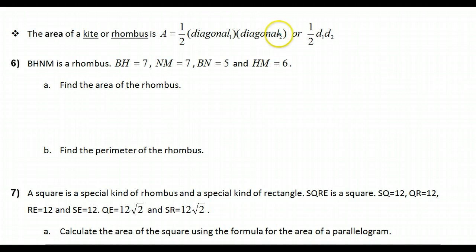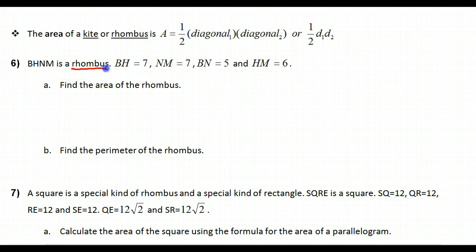Okay, now here's another formula that you need to know by heart. The formula for the area of a kite or a rhombus: 1/2 diagonal times diagonal. This will not be given to you. I will put it on the flashcards I'm going to make, Quizlet, but you need to know these by heart. I think it will help if you draw yourself a picture.